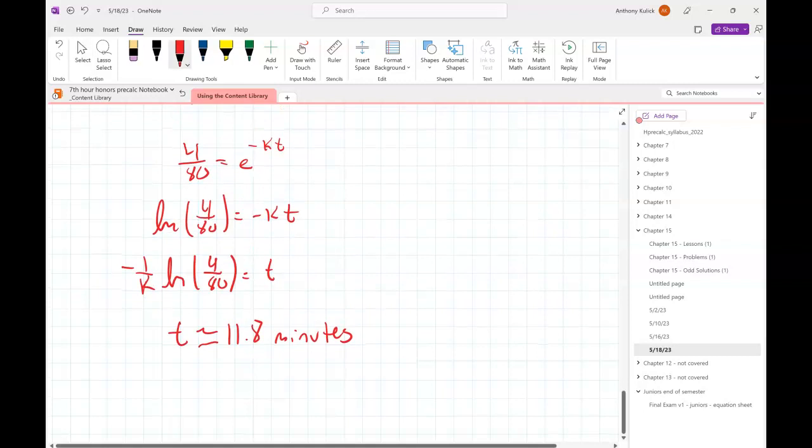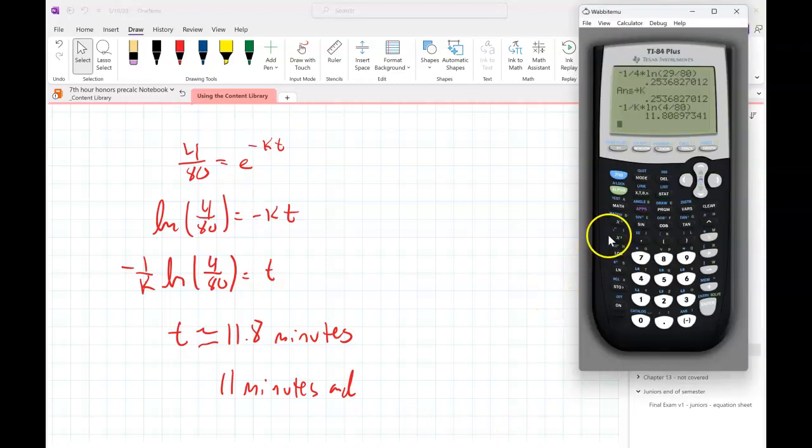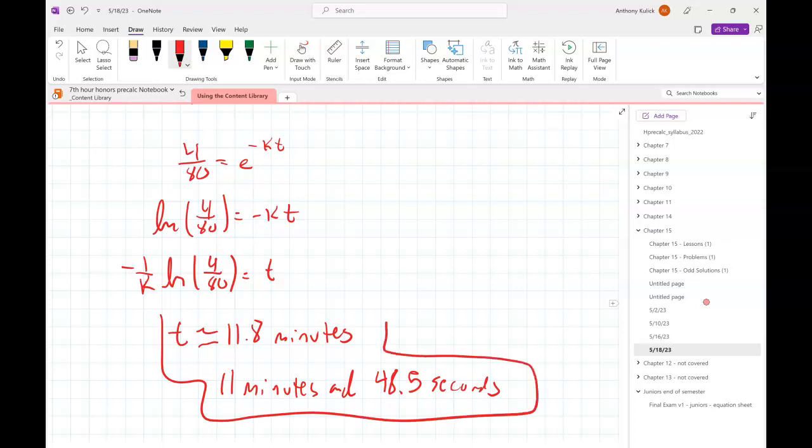What if I wanted to write that in minutes and seconds? How many seconds is 0.8 of a minute? Like 48. So I just take that decimal and multiply it by 60, right? That's all good enough for government work.